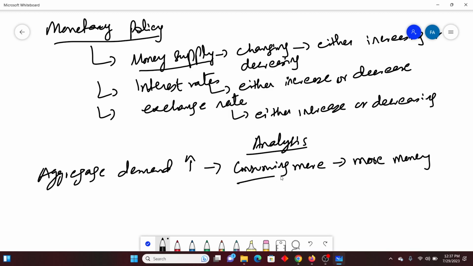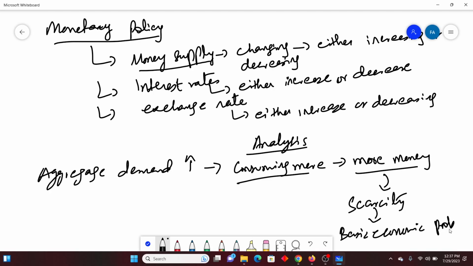Consuming more means that you have more money, and when you have more money, again sticking to the concept of scarcity, or the basic economic problem, we know very well that we don't have all of the things. We cannot produce or consume all the things at the same time. This was chapter number 1. If you haven't studied this chapter, you could go through my channel and watch the video on the basic economic problem. We couldn't buy everything we want. So what happens when everyone chases the same goods?